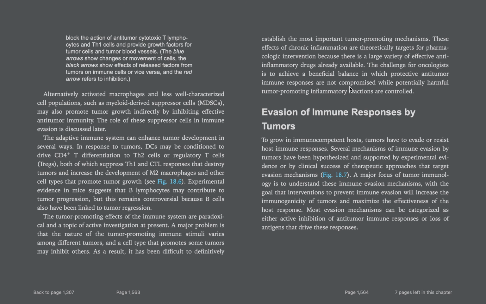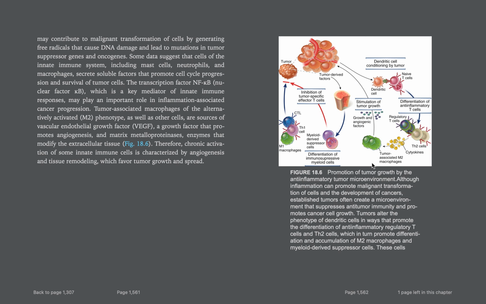So these cells block the action of anti-tumor cytotoxic T lymphocytes, and Th2 cells provide growth factor for tumor cells and tumor blood vessels. The blue arrows show the changes of movement of cells. The black arrows show the effect of released factors from the tumor on cells. So this is the diagram.